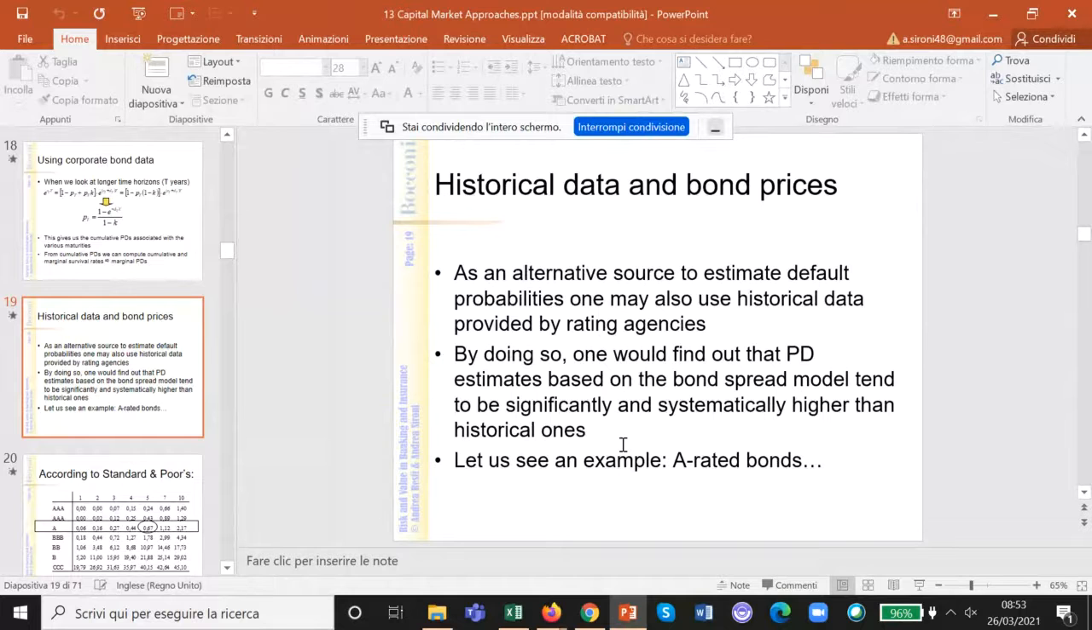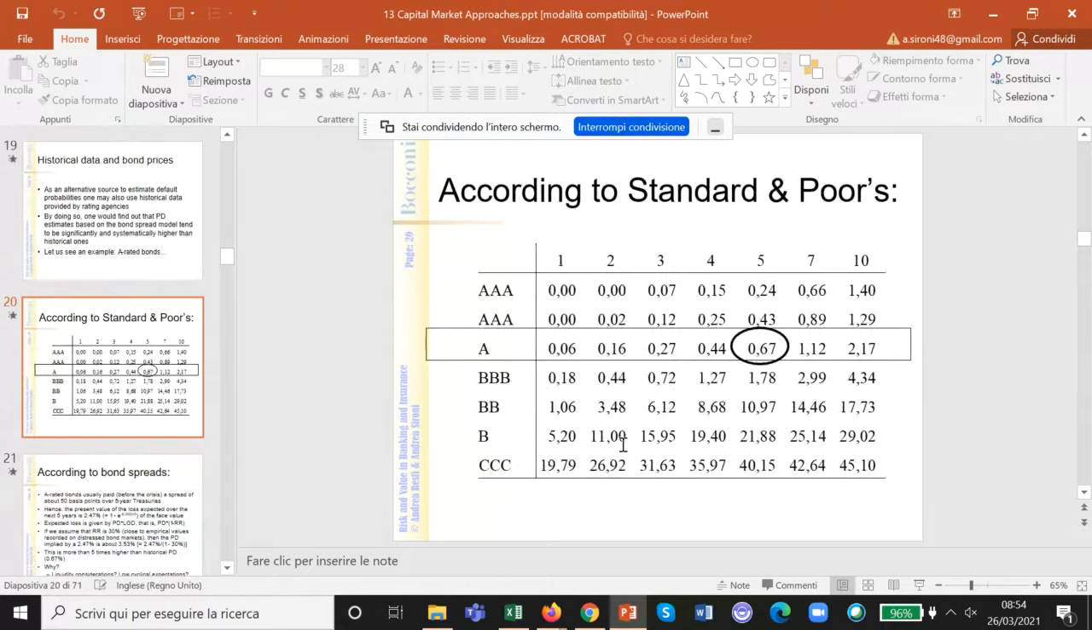Now, one point that I want to show you, if we want to understand what's the kind of bias that we get by using that assumption of risk neutrality, is to look at alternative sources to estimate default probabilities, like the ones provided by rating agencies. For example, this is a table from Standard & Poor's, and it's a default rate table that shows what is the cumulative default rate for different borrowers of different rating grades for different maturities.